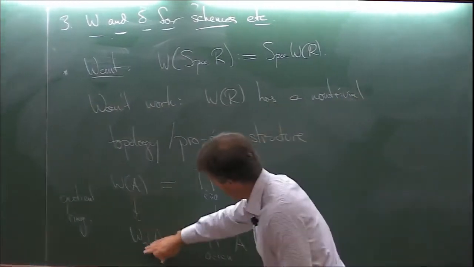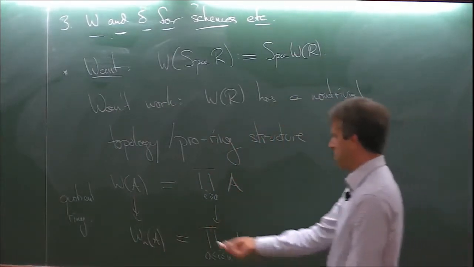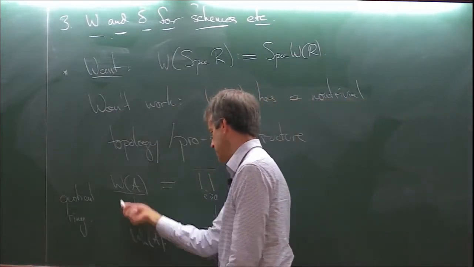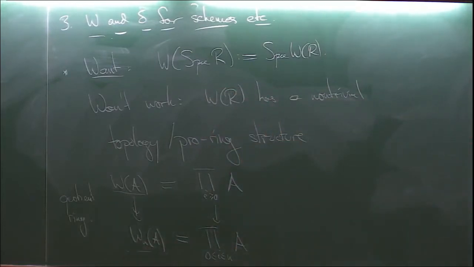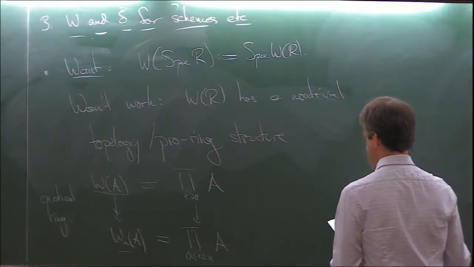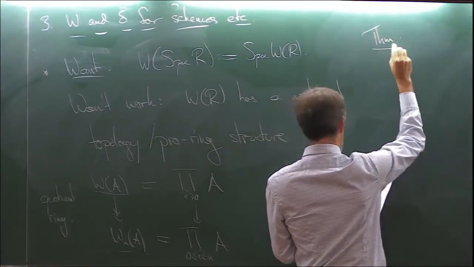And this, Wn, the finite length version, is a discrete ring. So this is how we view W as a pro-ring. So W is canonically the projective limit of the Wn's, and then everything is fine. So Wn is very well behaved as a functor.